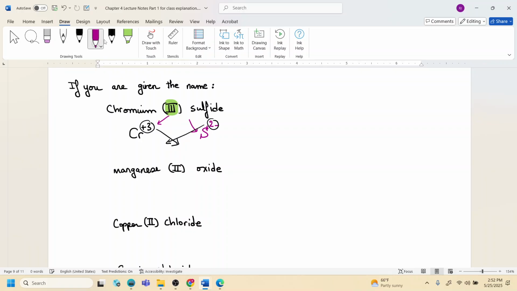So to balance the charges, I do exactly as I did earlier before. I just crisscross the charges, and the formula is going to be Cr2S3. Okay, Cr2 and S3.